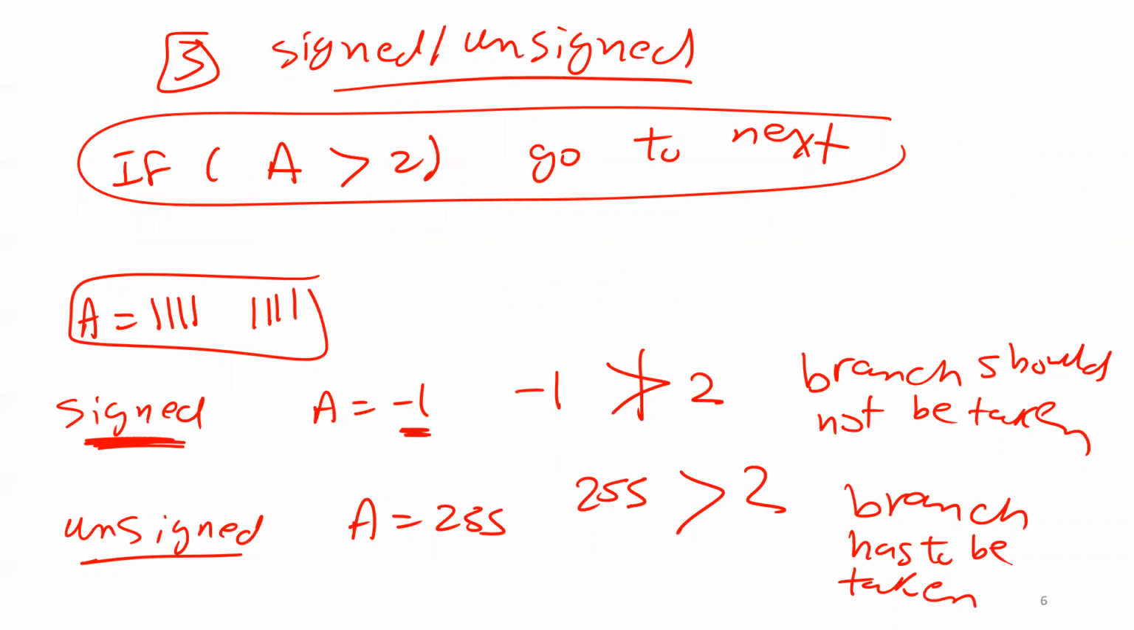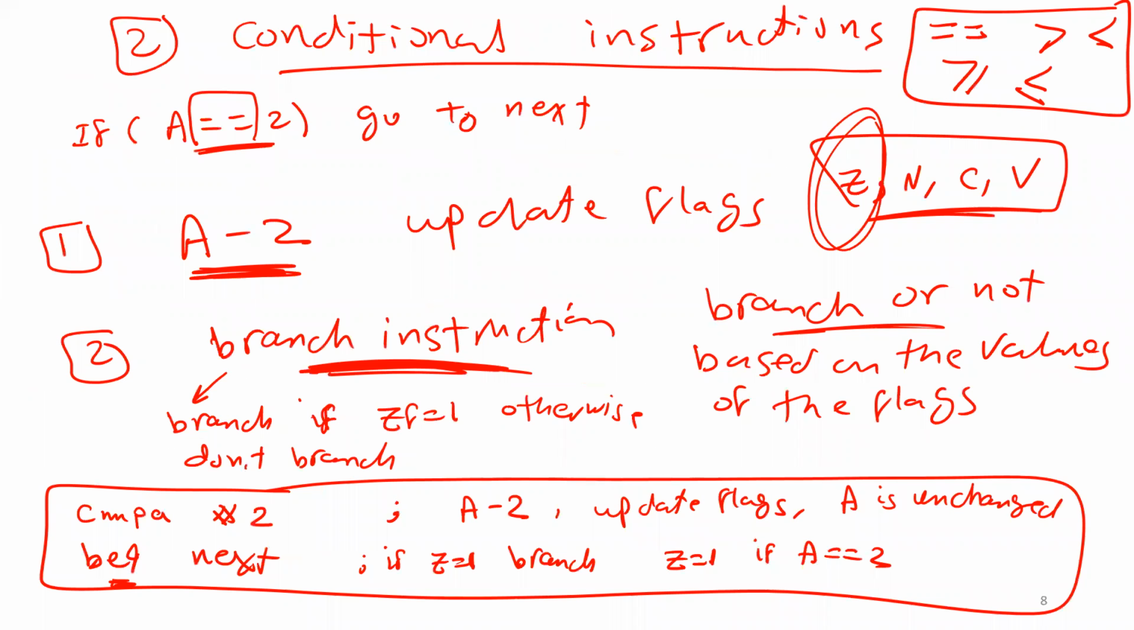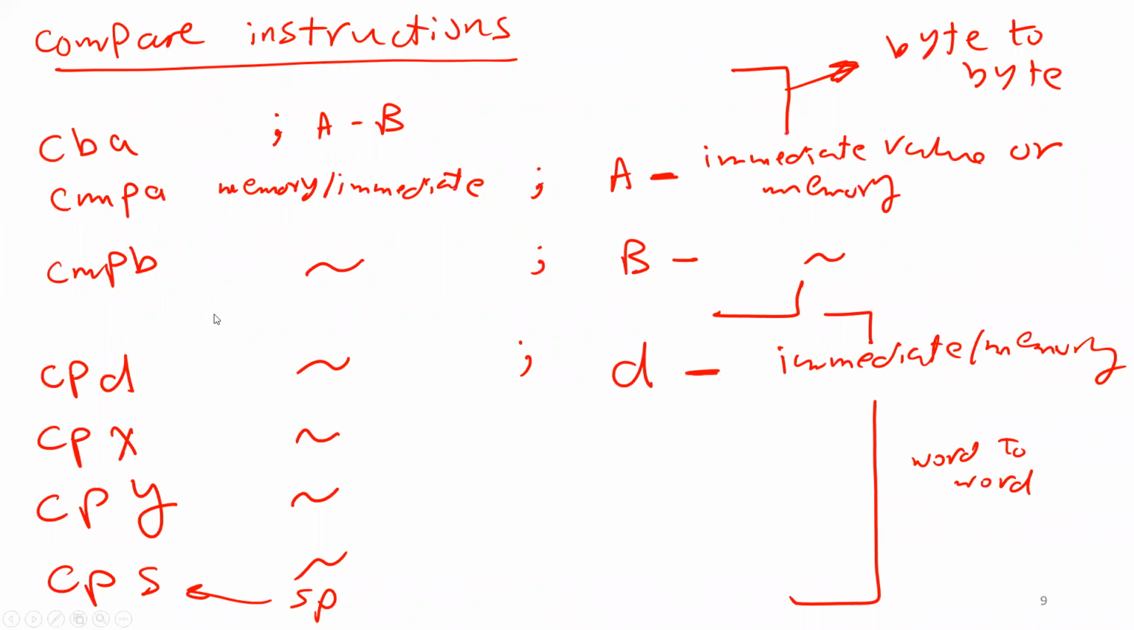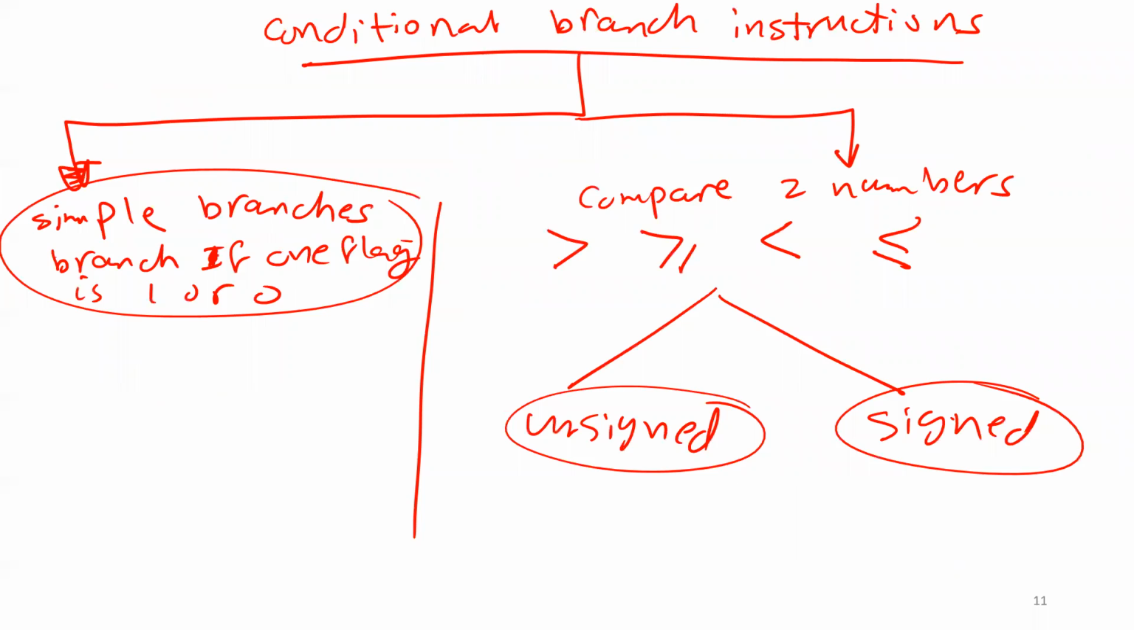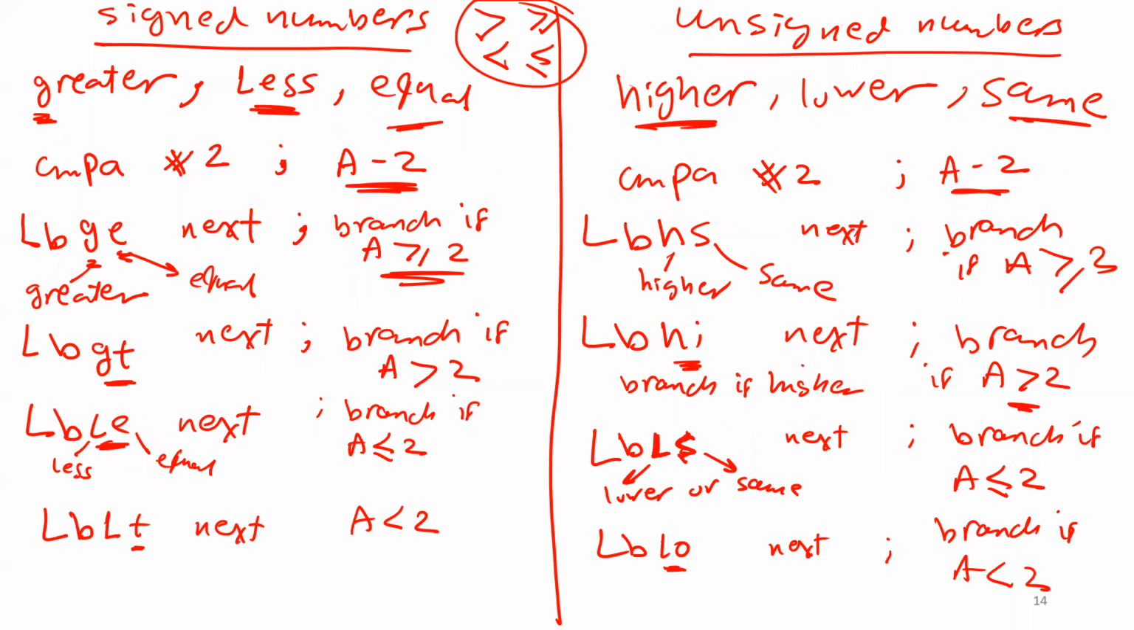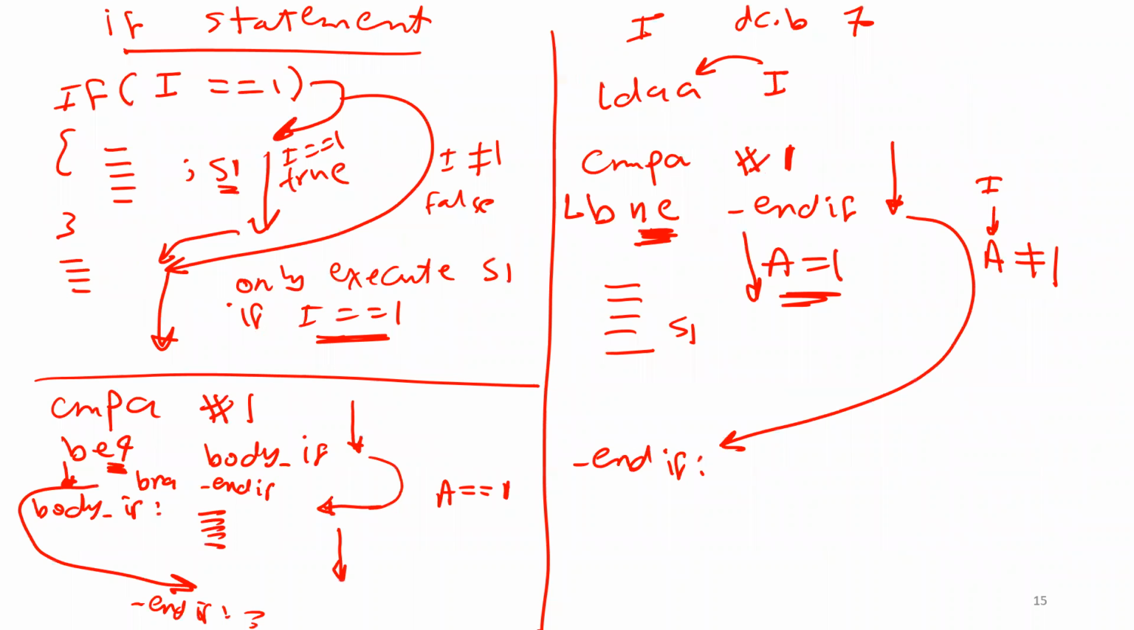So the idea is that we need to use a combination of compare and one of the branch instructions together to create some kind of a branch. And then once you create a branch, you can make any statement similar to the statements we use in any programming language. For example, like an if statement.